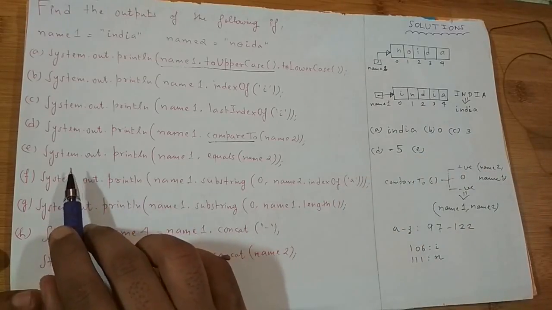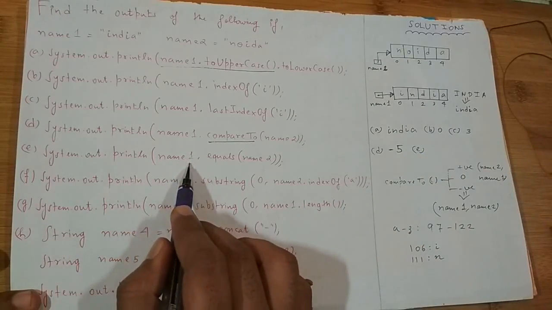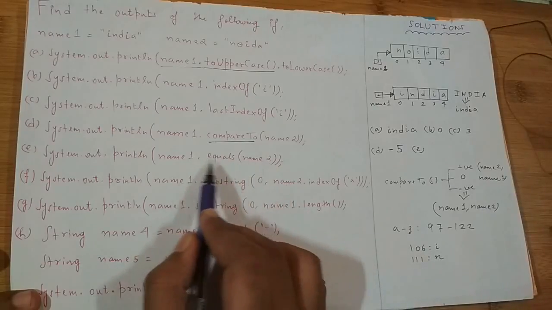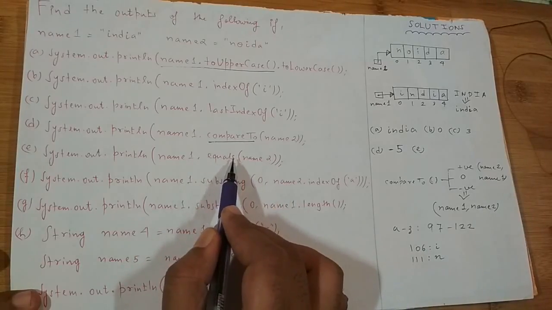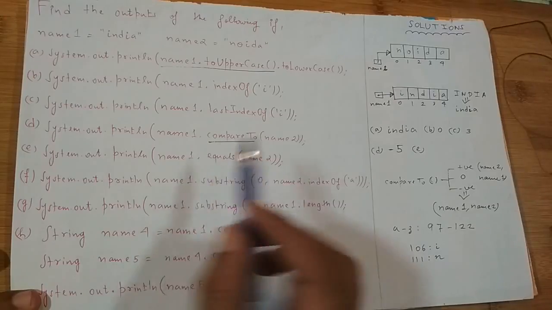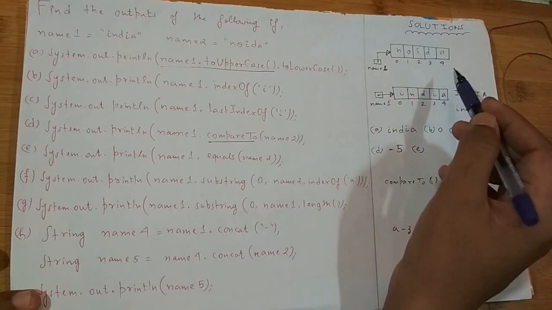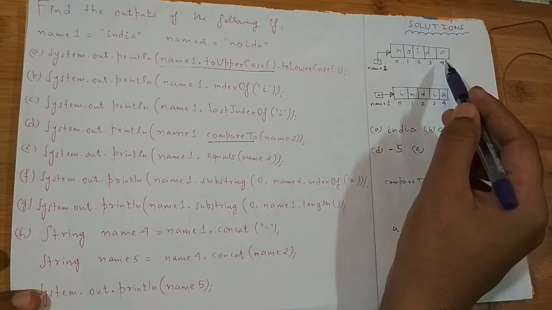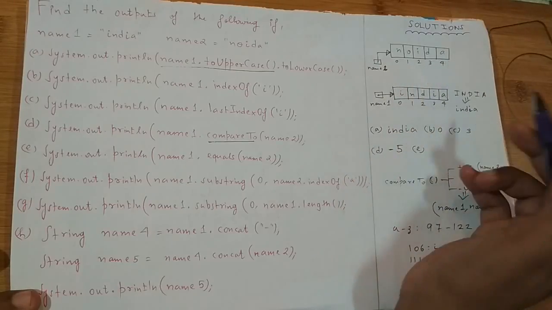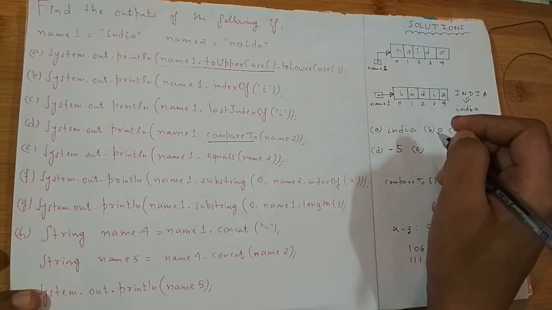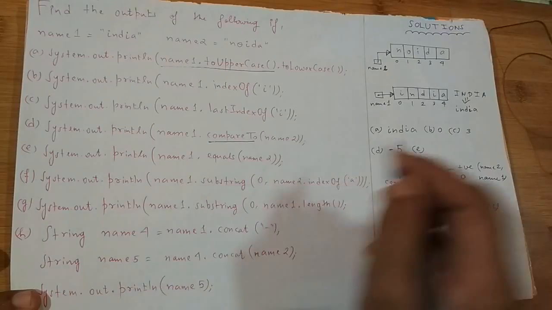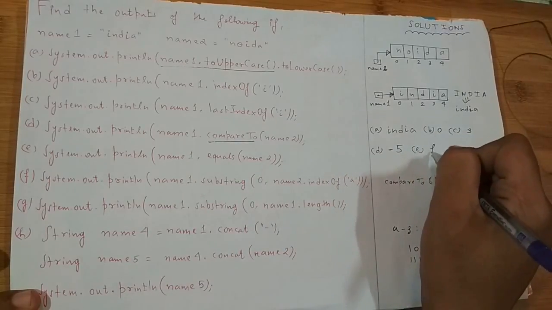Now, what about the fifth one? System.out.println(name1.equals(name2)). The equals method is used to check two strings for equality. Now, are these two strings equal? Obviously, we can easily observe that these two strings are not the same, and that's why this will yield a Boolean value of false.